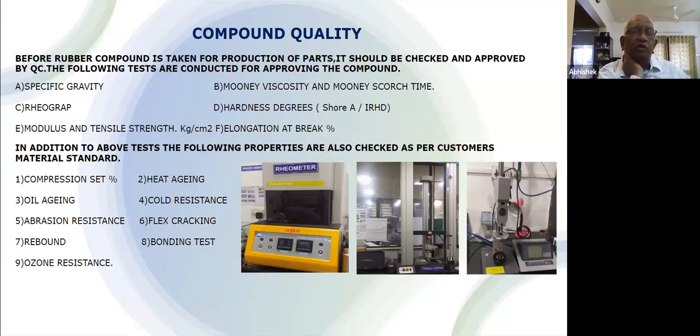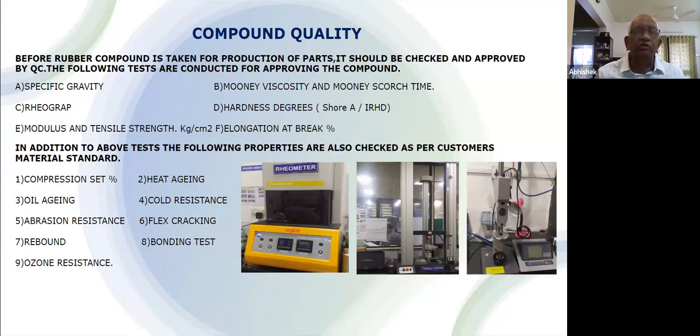The most important property is the compression set, then heat aging. That means the product is subjected to various heat conditions in service, maybe 100 degrees centigrade, 120, 150, sometimes 200 or 250 degrees centigrade. And then some medium is used for oil aging, for example oil seals. They are always in contact with oil. For example, brake seals are in contact with brake fluid. So fluid aging or oil aging is carried out.